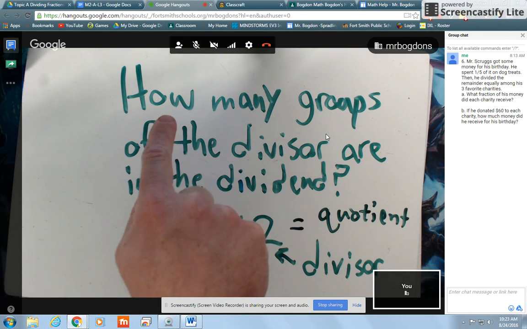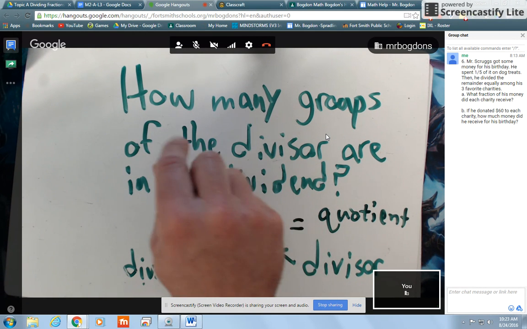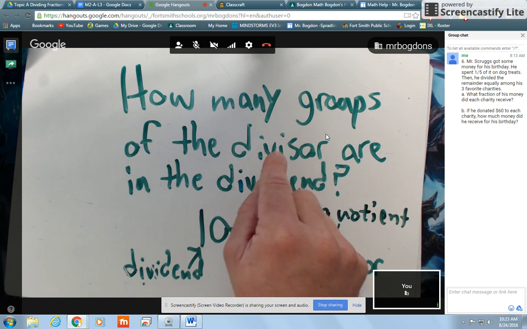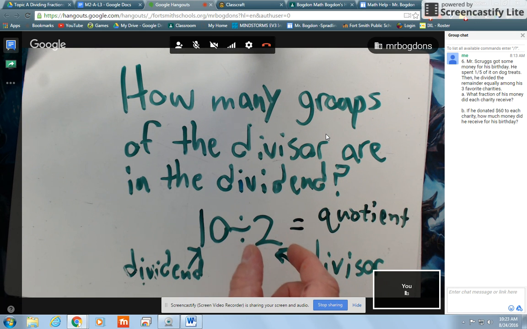The question that you should be asking yourself every time we see dividing with fractions is how many groups of the divisor, how many groups of the second number, are in the dividend. So as we go throughout today, we're going to be modeling this question repeatedly.